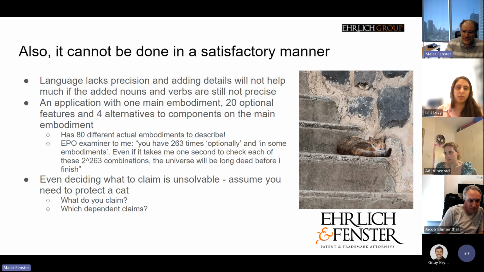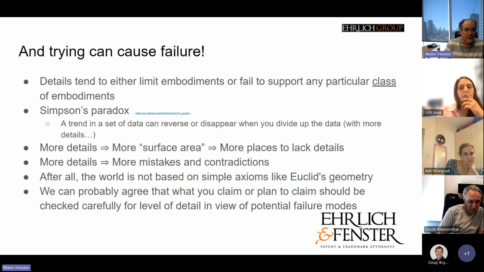See the cat over here on the stair? Somebody tells you, write a claim that covers a cat. There's so many different possibilities. And dependent claims, even more possibilities. Okay, so it's just not possible to do all the details.